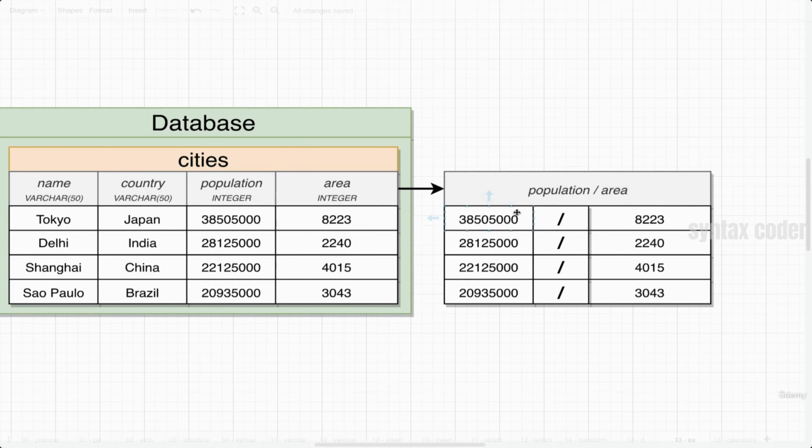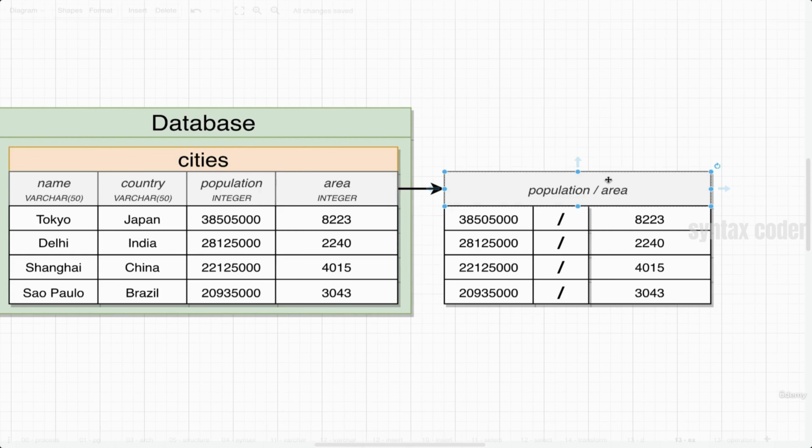We would take Tokyo's 38 million and divide it by 8223. We would take Delhi's 28 million and divide it by 2240, and so on. This is a calculation that we would want to repeat for every single row inside of our table. Let's figure out how to write a little bit of SQL that will automatically do this calculation for us for each individual row.